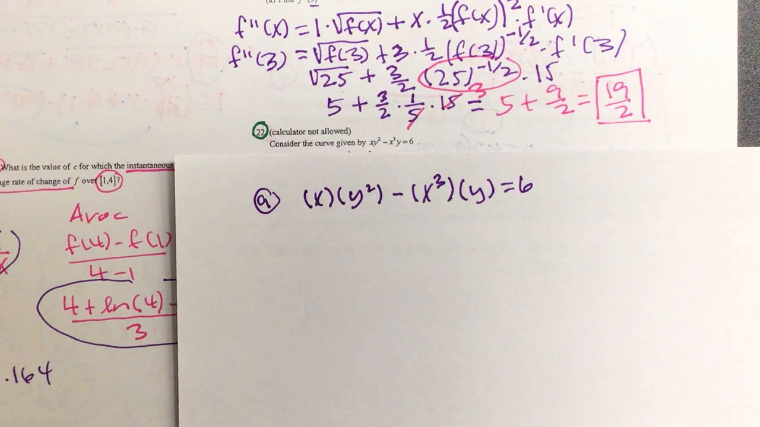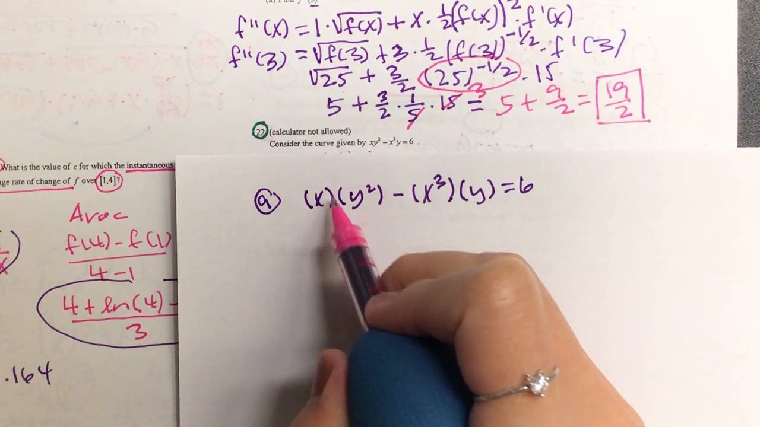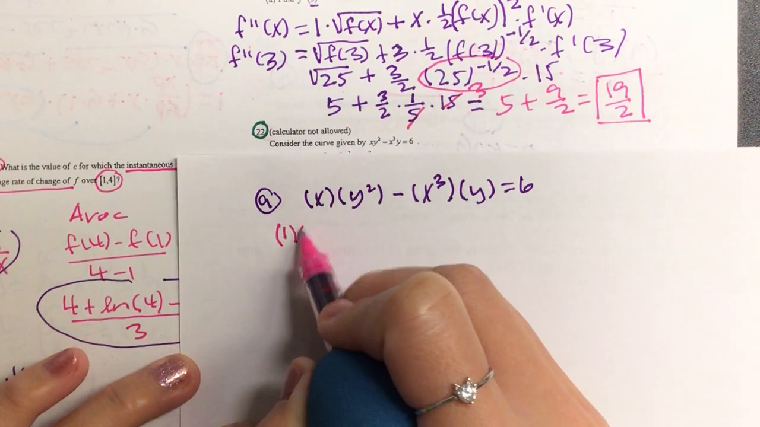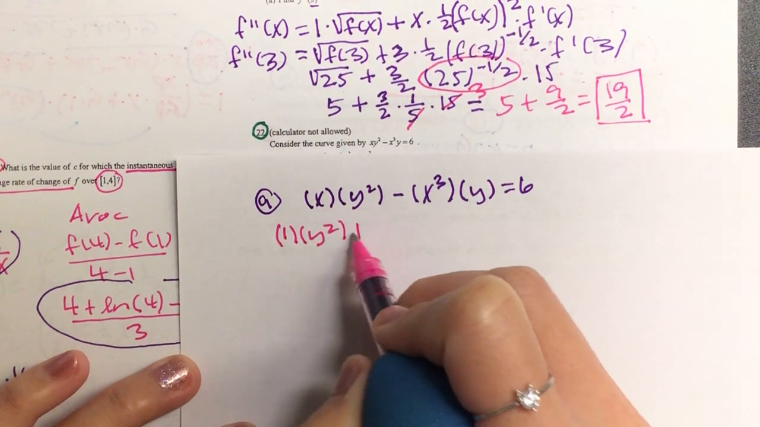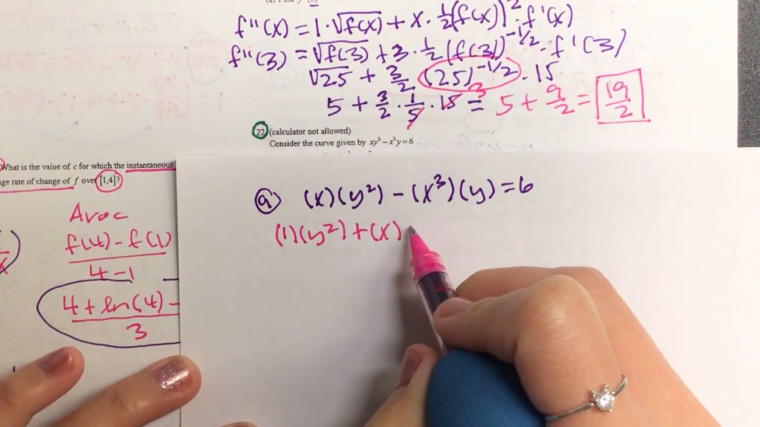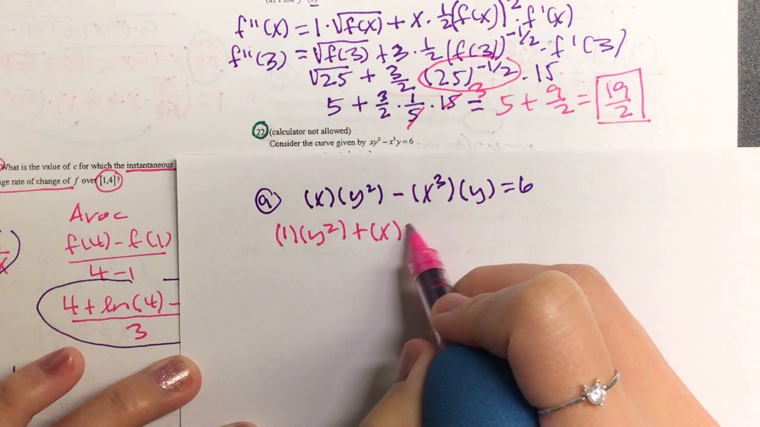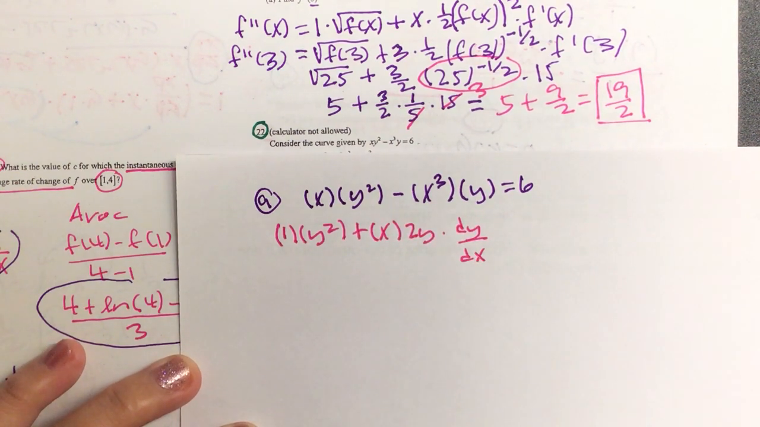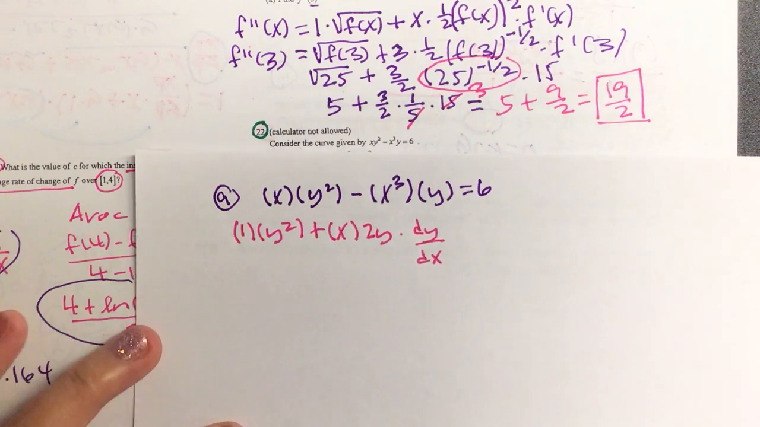How many product rules do I have here? 2. So derivative of the first one is what? 1. And I keep the second. Plus, I keep the first x. And when I derive y squared, it is 2y, and then dy over dx. Good on that one?